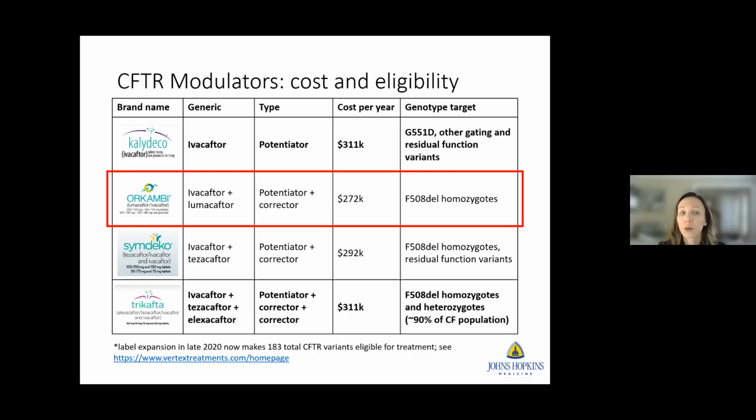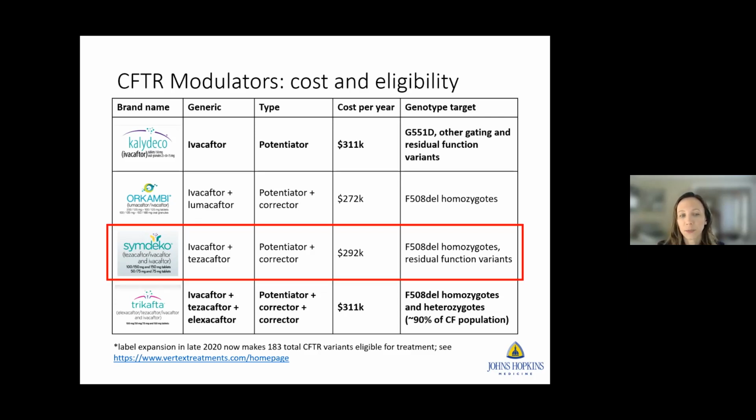This was the first drug approved to treat individuals with 2 copies of delta F508. So that's about 50% of the CF population. Unfortunately, it doesn't work quite as well. It works. You do get a bump in lung function and a lowering of sweat chloride, but not to the extent that we see with ivacaftor alone for people who are eligible for ivacaftor.